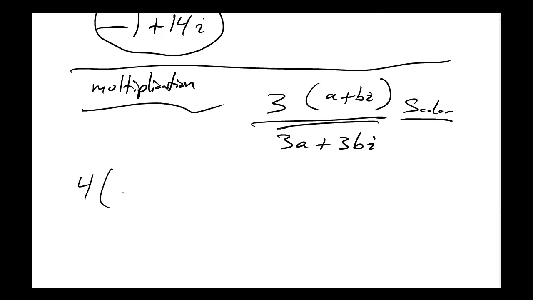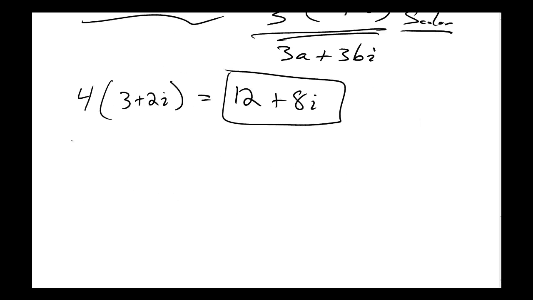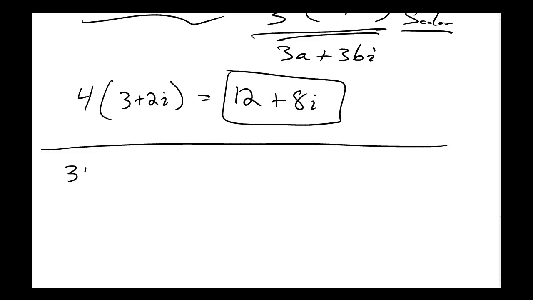So if I want to multiply 4 times 3 plus 2i, again I'm going to get 4 times 3, which gives me 12, plus 8i. The fun stuff comes when I multiply two formal complex numbers together. So let's take that 3 plus 2i, and let's multiply it by minus 2 minus 4i.